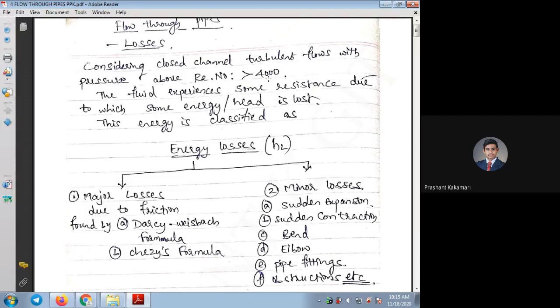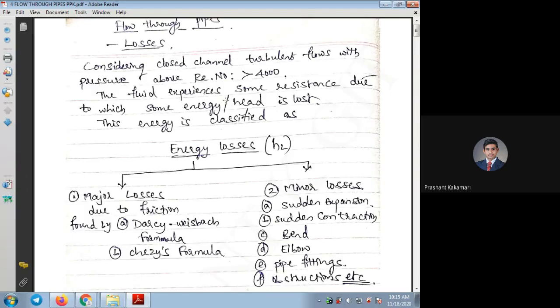The friction losses will be high. So the fluid is going to have resistance depending upon the roughness, due to which some energy or head loss will be there. That loss of head due to friction, or the resistance between the surface and the fluid flow, we are going to call friction head loss, or the head loss due to friction.